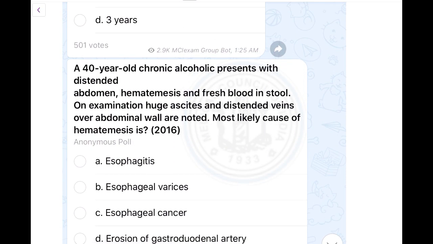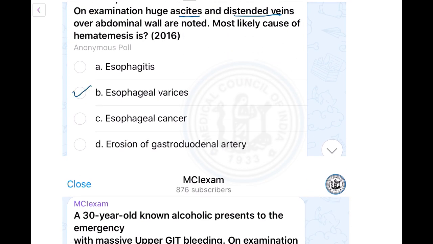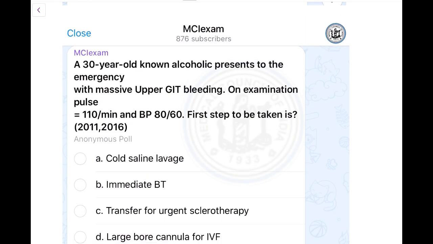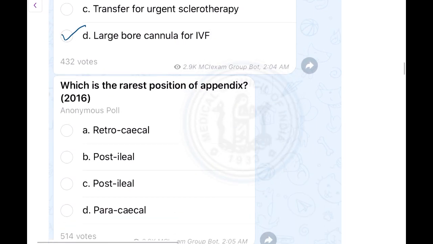A 40-year-old chronic alcoholic presents with distended abdomen, hematemesis, and fresh blood in stool. On examination, huge ascites and distended veins over the abdominal wall are noted. Most likely cause of hematemesis is esophageal varices. A 30-year-old non-alcoholic presents to the emergency with massive upper GIT bleeding. On examination, pulse is 110 per minute and BP 80/60. First step to be taken is large bore cannula for IV fluids.